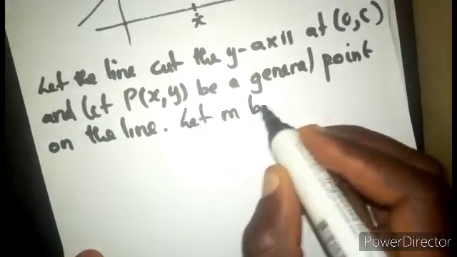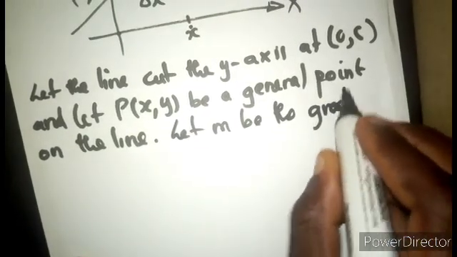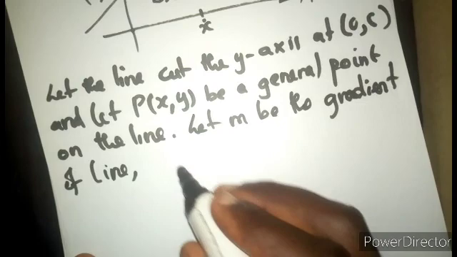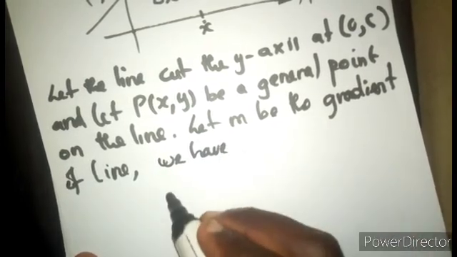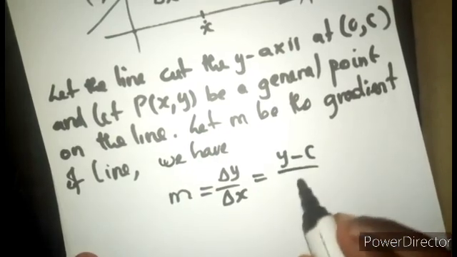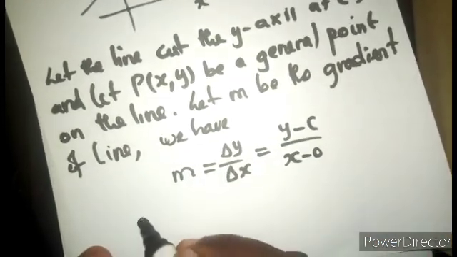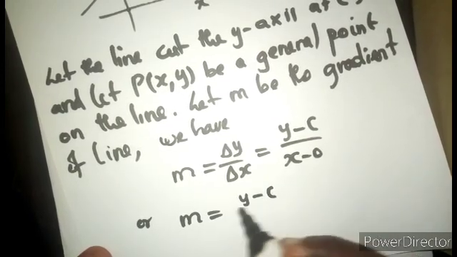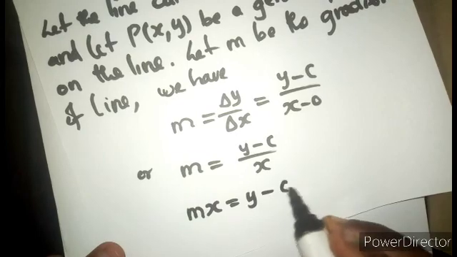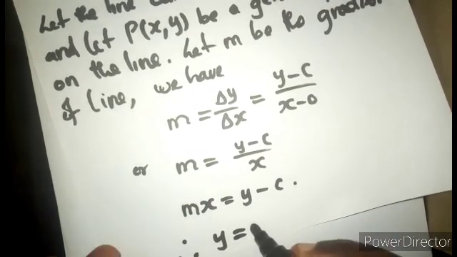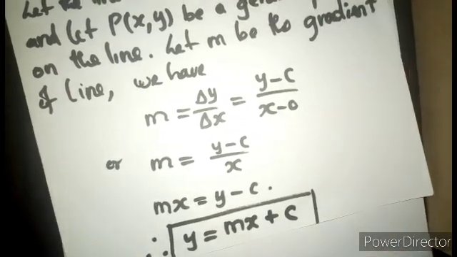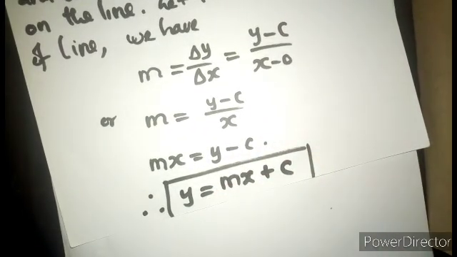If you let m be the gradient of the line, we have that m will be the change in y over the change in x. That is clearly (y minus c) over (x minus 0). Or we have m equals (y minus c) over x. Cross multiply, this gives us mx equals y minus c. Therefore, the general equation of a line cutting through the y-axis is y equals mx plus c.